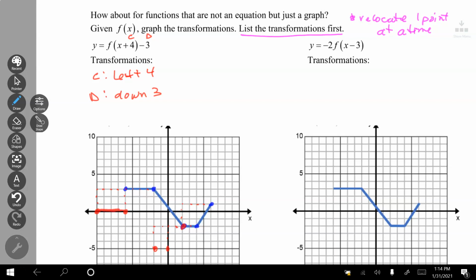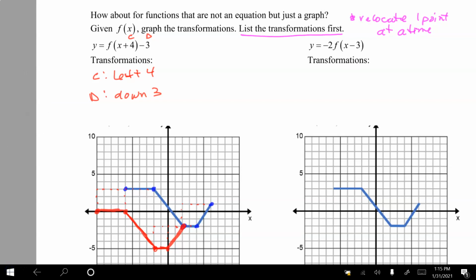And I get basically the same looking graph that I had before, except it's been shifted over left 4 and down 3. I call this graph that I made up the shopping cart. It looks like a shopping cart without wheels. And if I look carefully, I do have a new graph that is the same as the original, but left 4 and down 3.